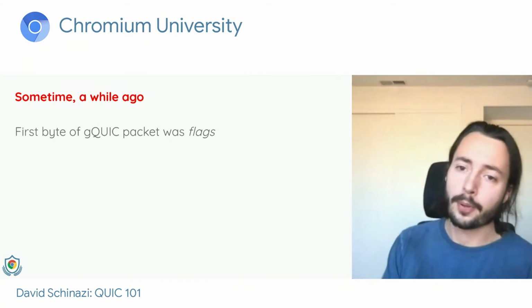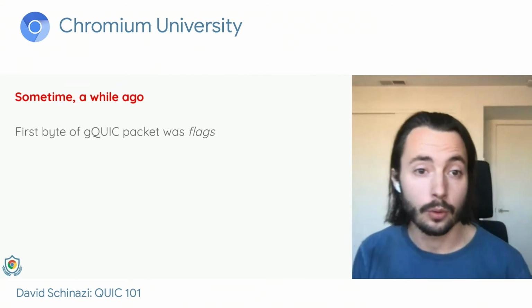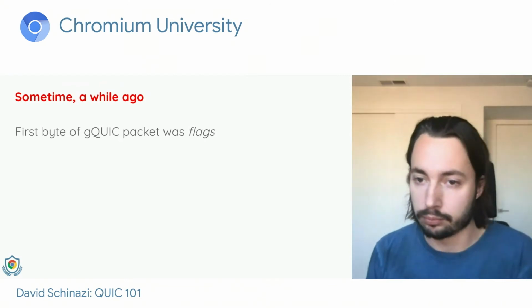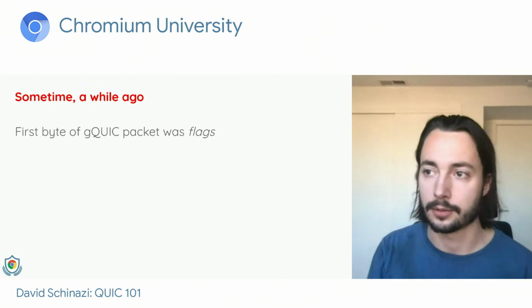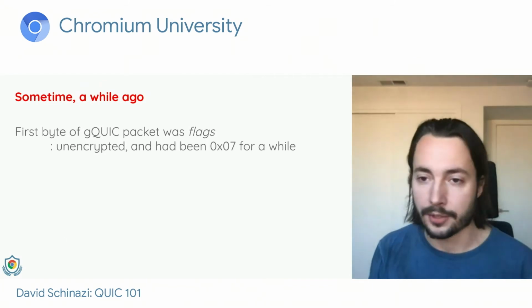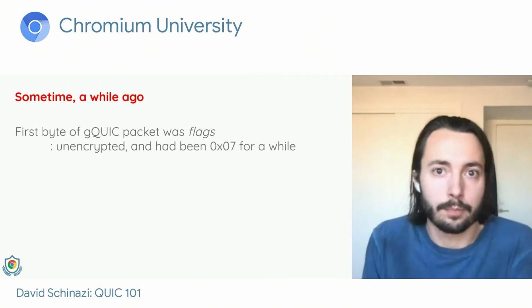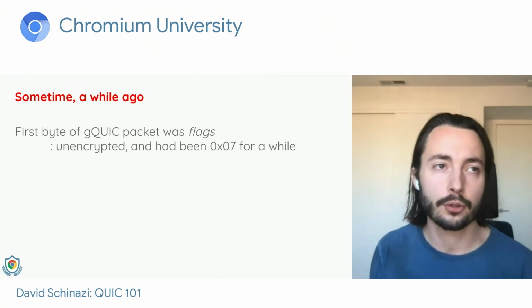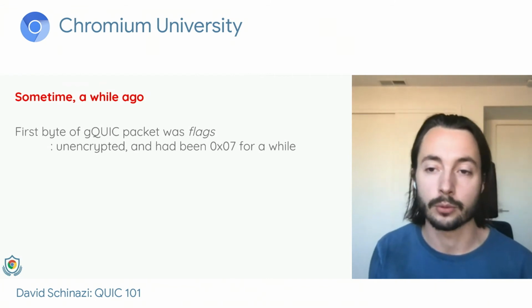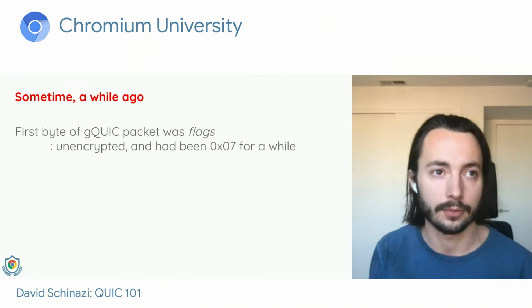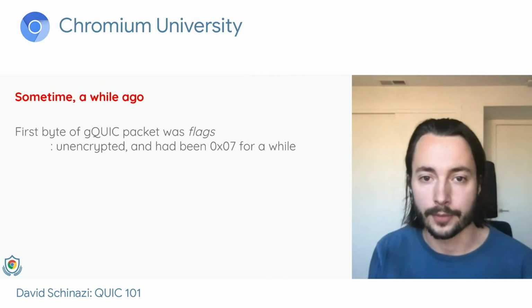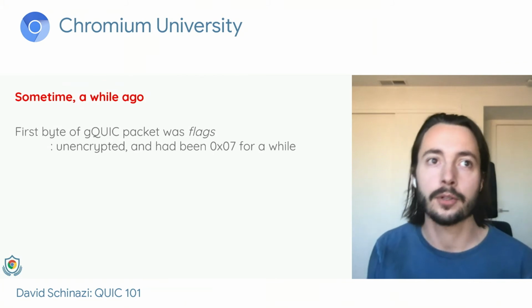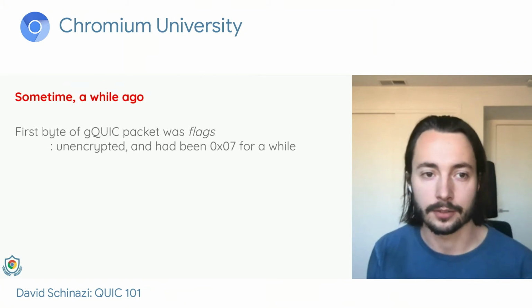So the first byte of the Google QUIC packet was a flags byte. So 8 bits that were all just different flags. And they were sent in the clear, and just because of what had happened, the first packet would always have value 7. So 3 bits flipped and the other one's 0. And that's just how it was. But that doesn't mean that it would always be like that. It just meant that that's just how it is.